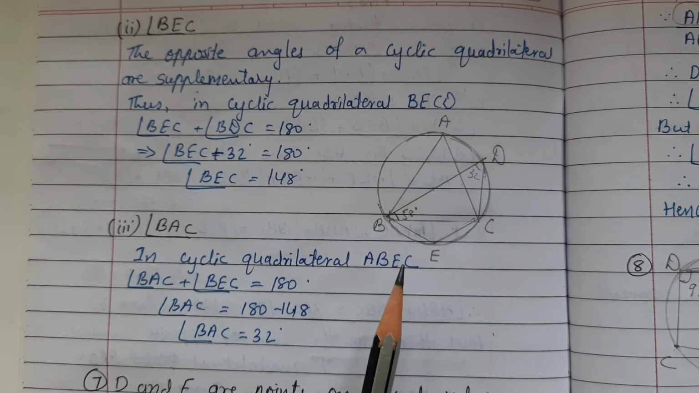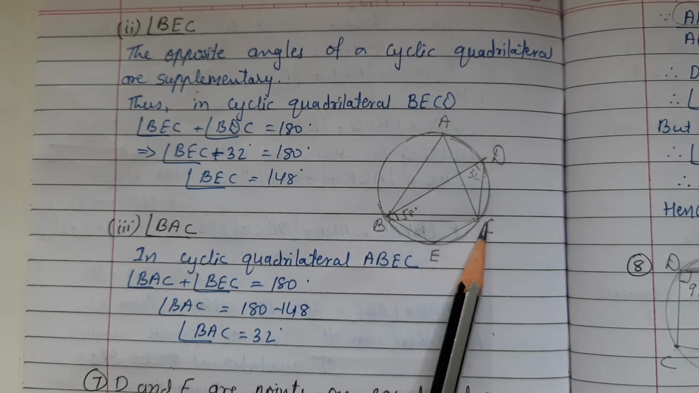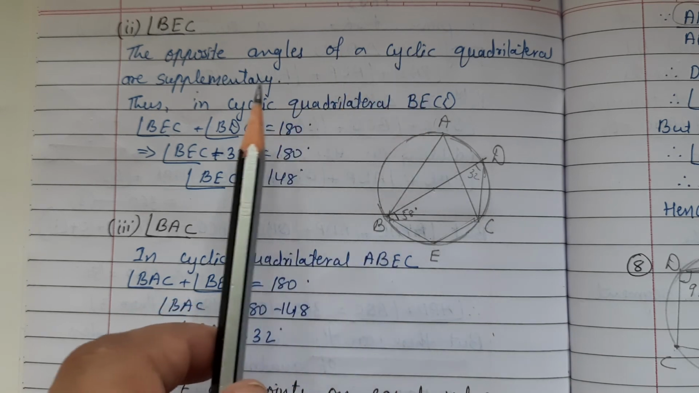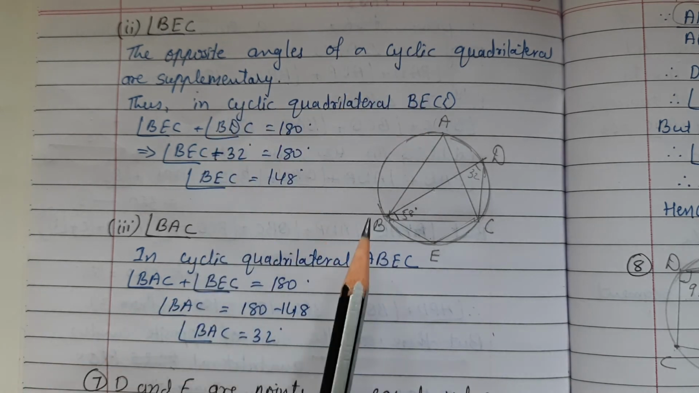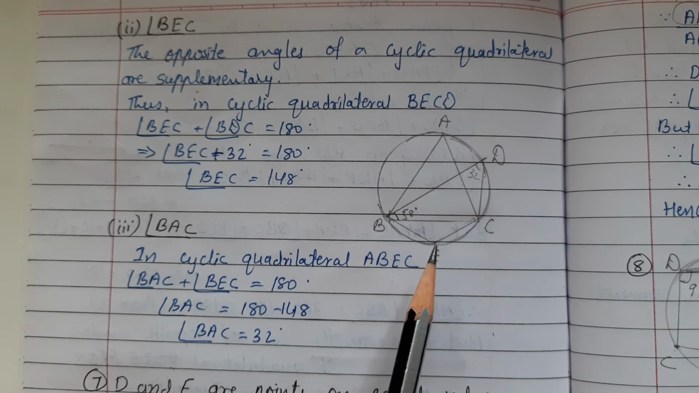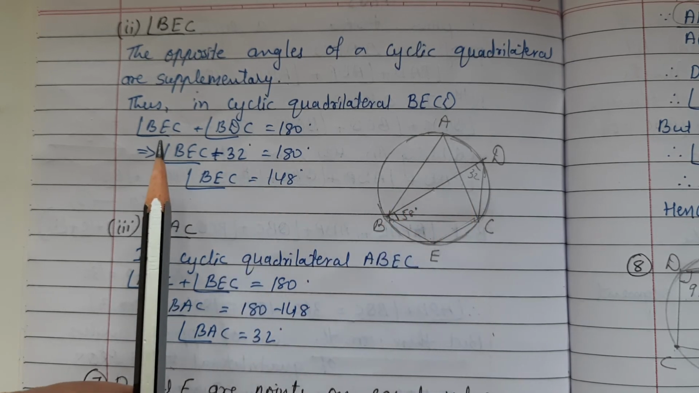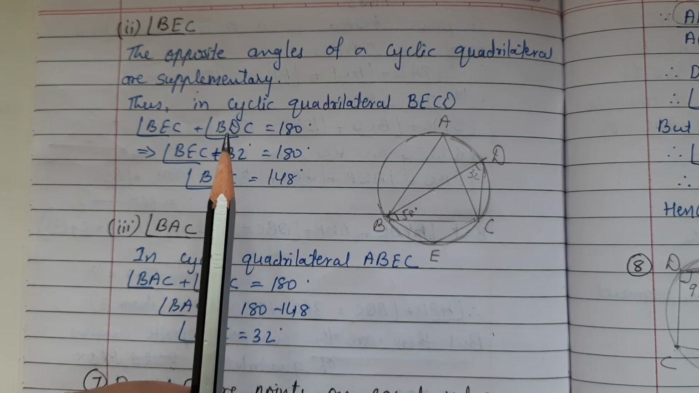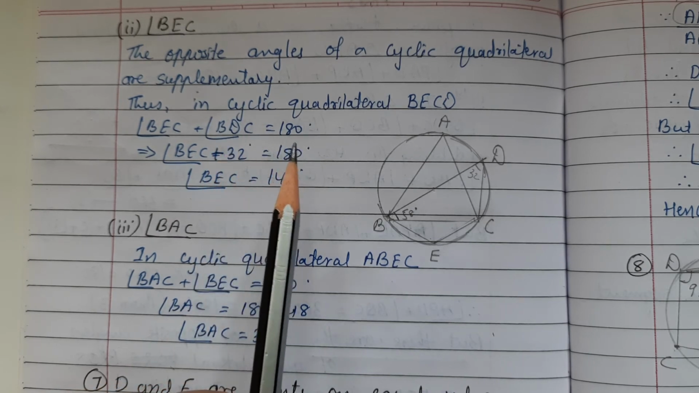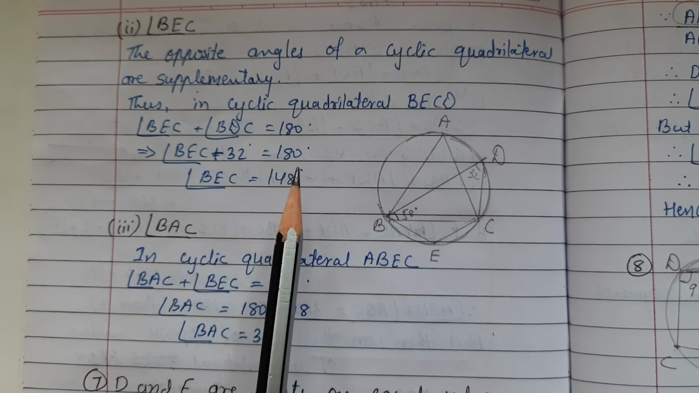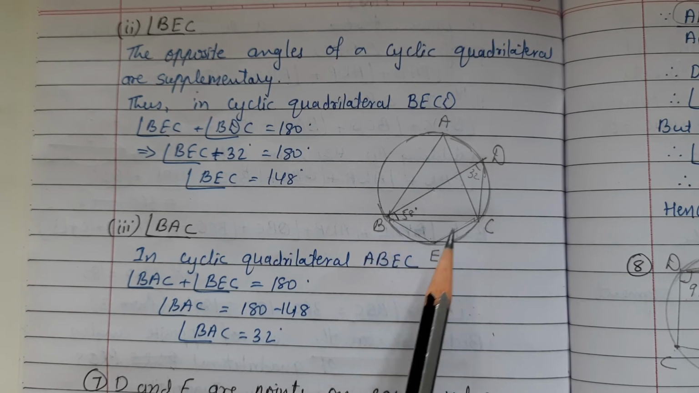Second part, find angle BEC. The opposite angles of a cyclic quadrilateral are supplementary. Thus, in cyclic quadrilateral BECD, since angle D is 32 degrees, therefore angle BEC plus angle BDC equal to 180 degrees. Therefore angle BEC plus 32 equal to 180. Angle BEC is equal to 148 degrees.